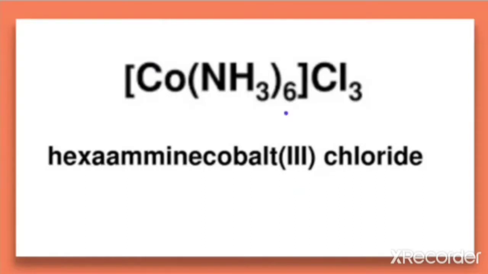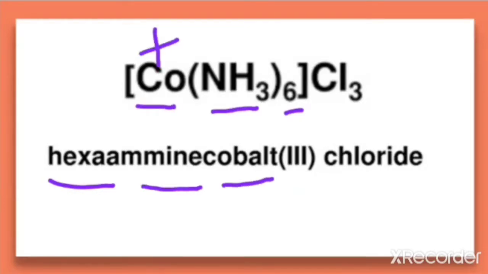That is hexaamine cobalt. Here it has plus 3 oxidation state. So in brackets we have to write Roman letter 3, then chloride. Because here the counter ion is Cl, therefore it is chloride.